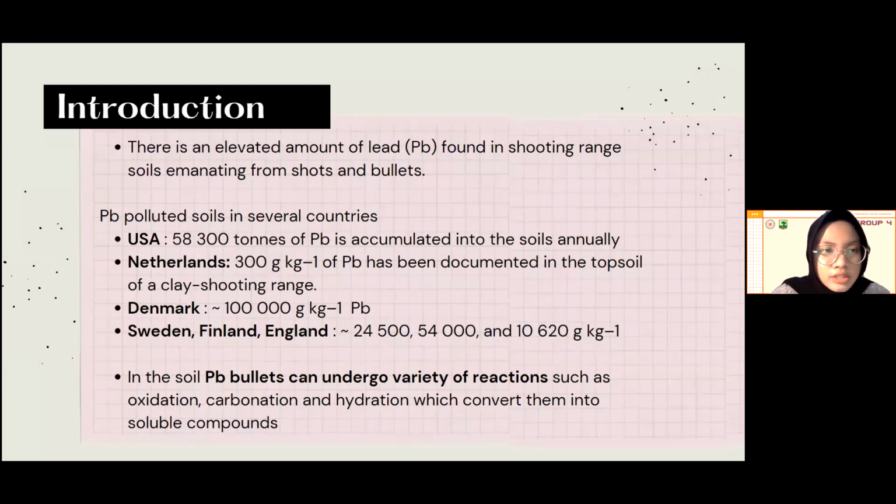So the brief introduction of today's topic is that there's an elevated amount of lead, or Pb, found in shooting range soils that is emanating from shots and bullets used in military activities in the shooting range. It is also found that in several countries, there are Pb polluted soils, in USA, Netherlands, Denmark, Sweden, Finland, and England. In the soil, Pb bullets can undergo a variety of reactions such as oxidation, carbonation, and hydration, which convert them into soluble compounds. Next.